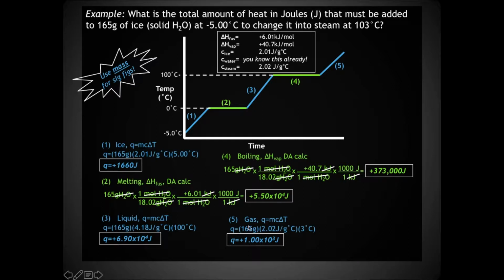Now we have every piece. We know how much heat it took to get from here to here, and from here to here, and from here to here, and same and same. Now we just add it all up and we have our total amount of heat in joules. Once you plug that all into the calculator, you will have this many joules, and that is your final answer.